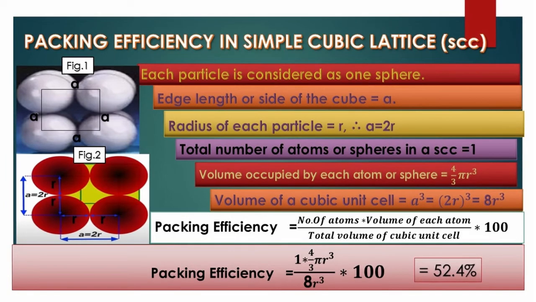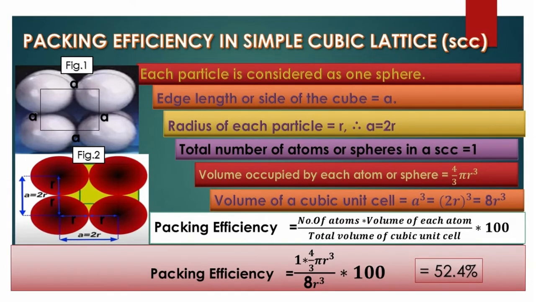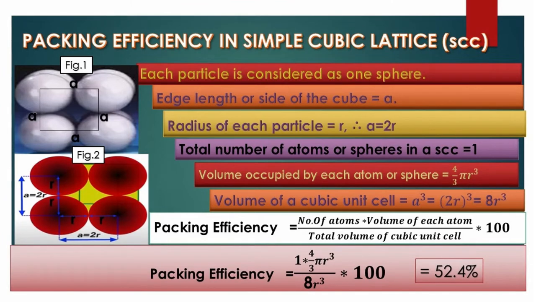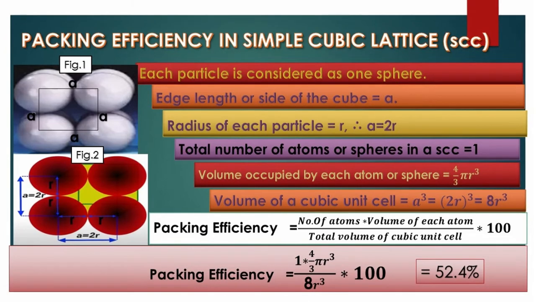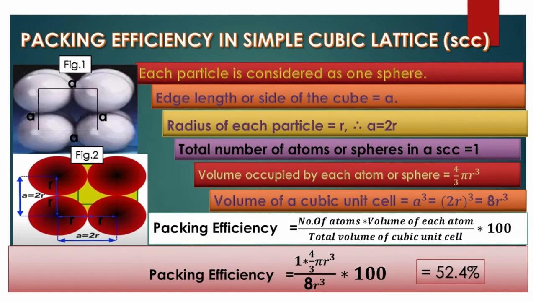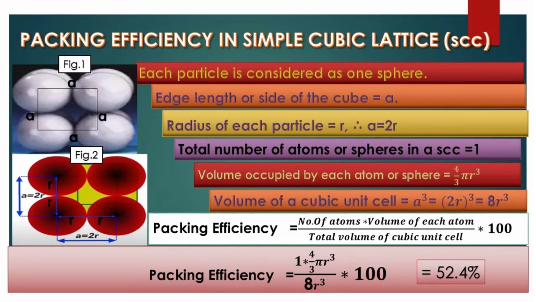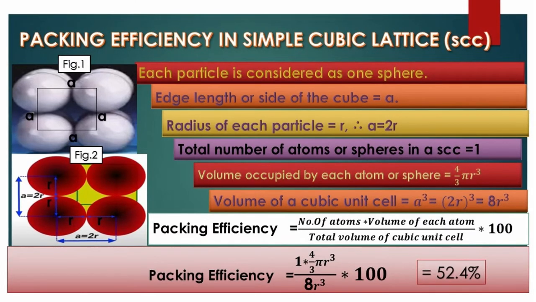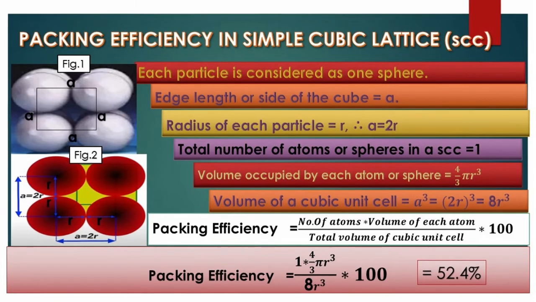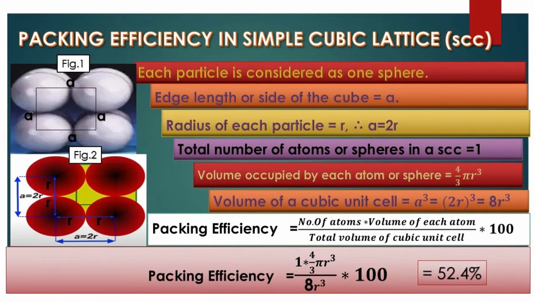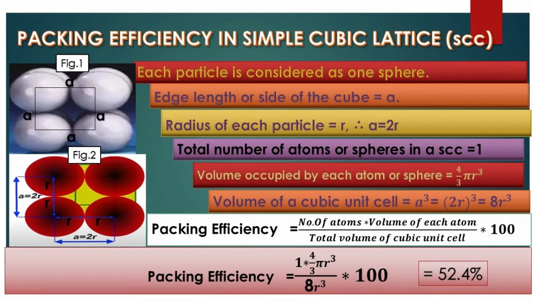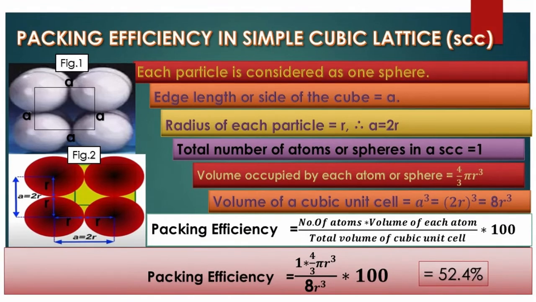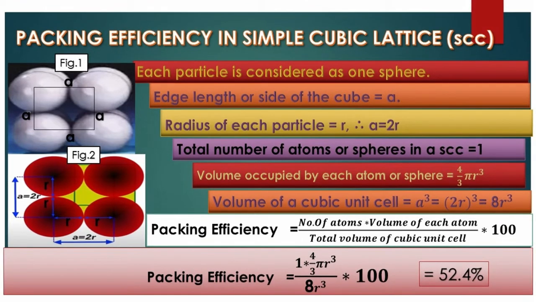Edge length will be equal to twice the radius of each particle. And we also have learnt the number of atoms in a simple cubic unit cell is equal to 1, and the volume occupied by each atom, which is spherical in shape, will be equal to 4/3 πr³, and the volume of a unit cell, which is cubical in shape, will be equal to a³. a is nothing but 2r. So a³ will become equal to (2r)³, which is equal to 8r³.